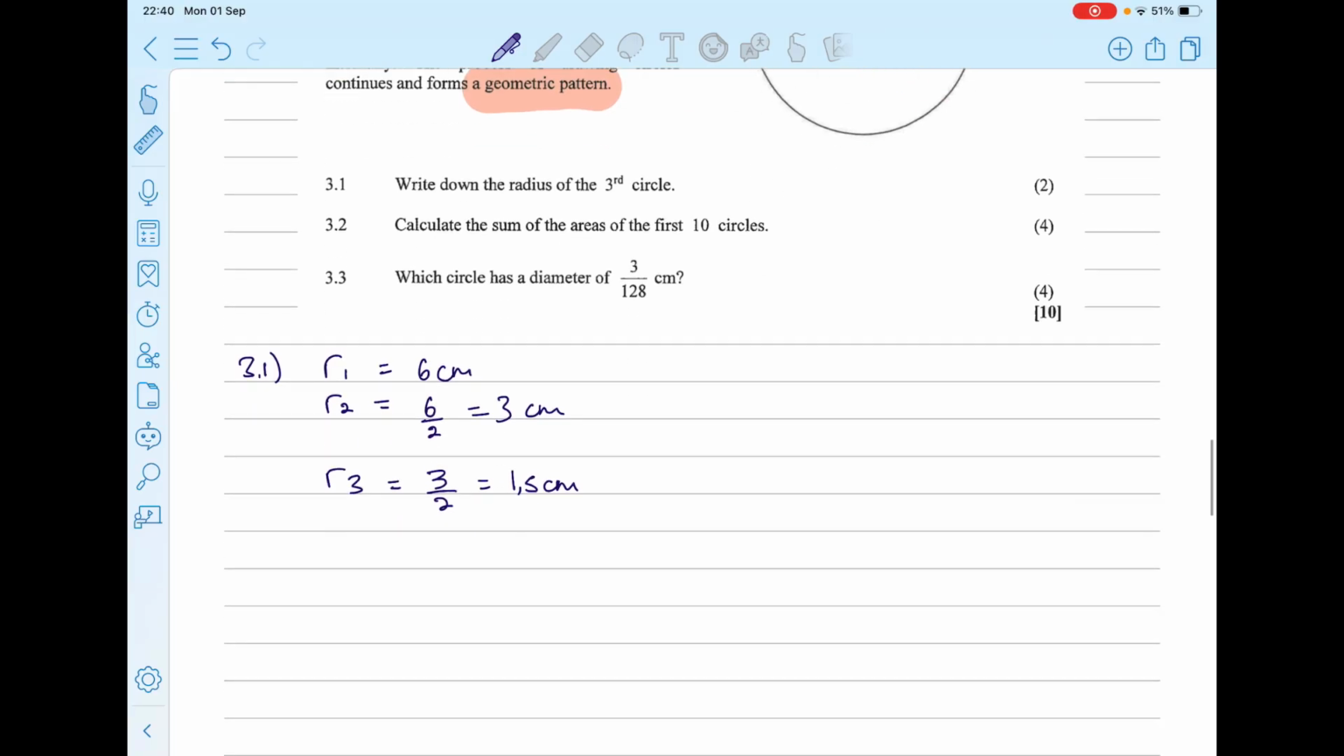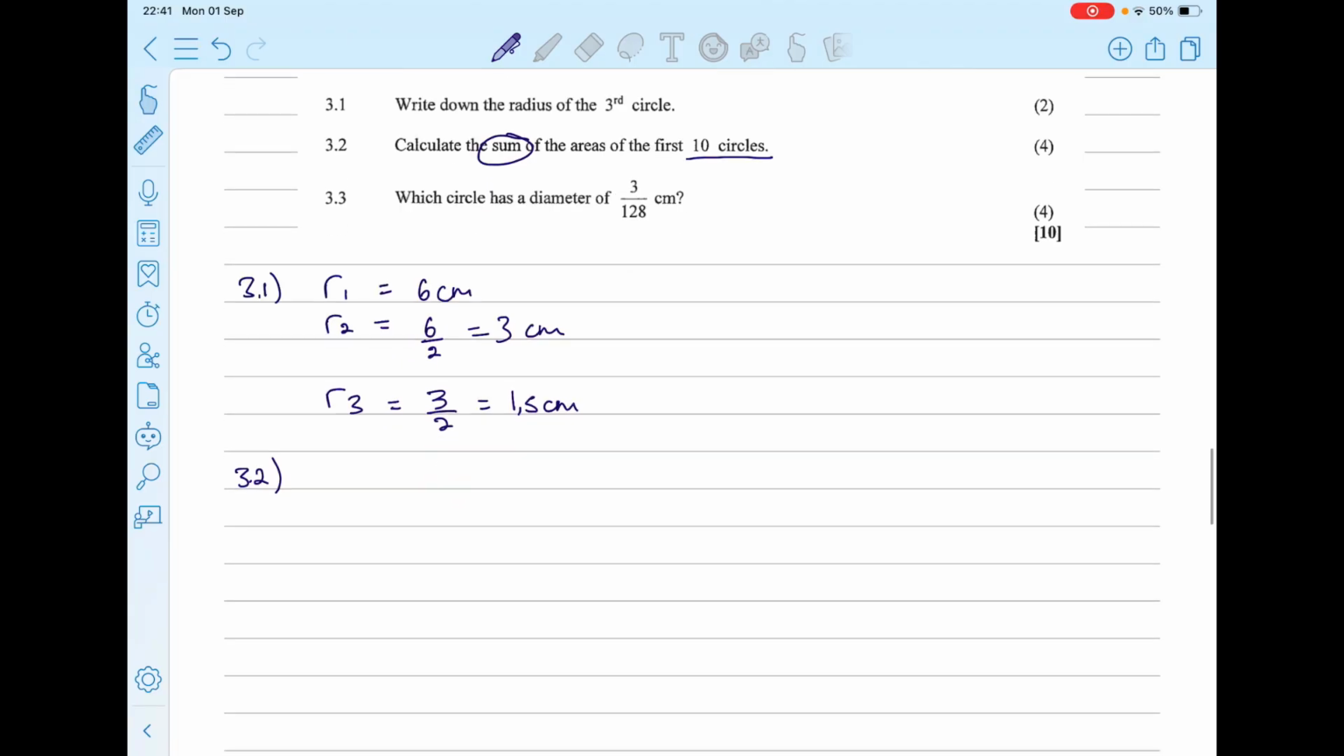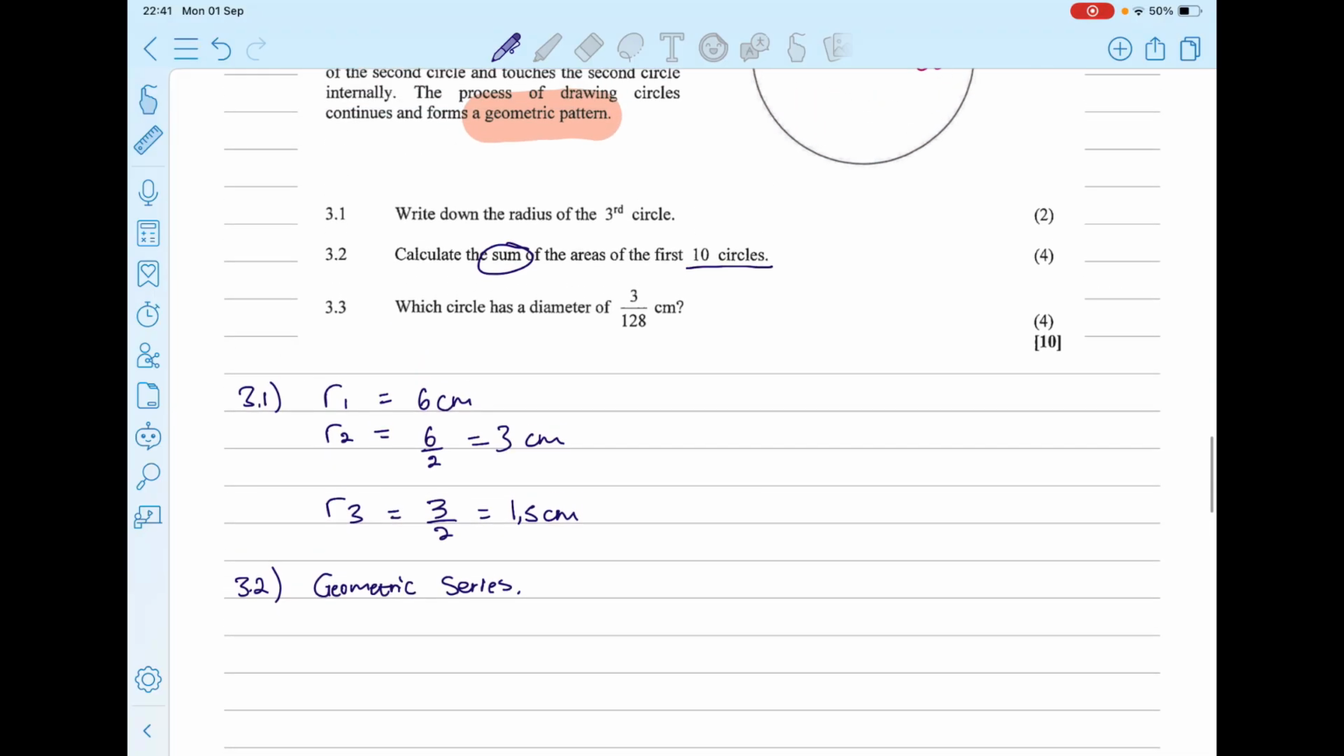Now we can move on to question 3.2. They asked us to calculate the sum of the areas of the first 10 circles. Here we're seeing sum and 10 circles, so this is hinting that we are looking at a geometric series. Let us then produce the geometric series for the 10 circles.